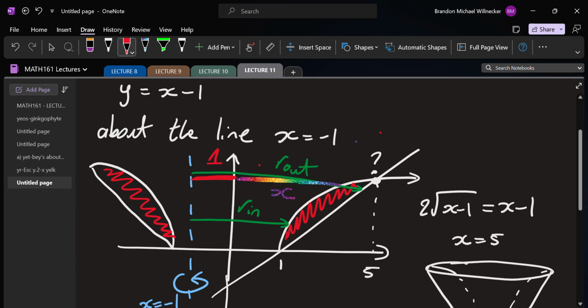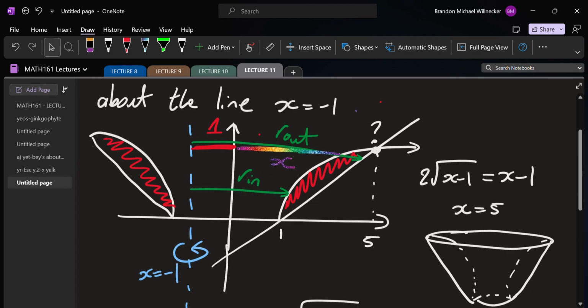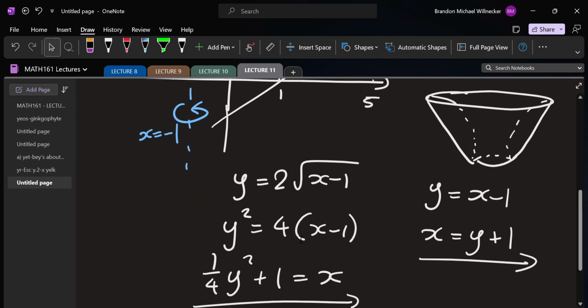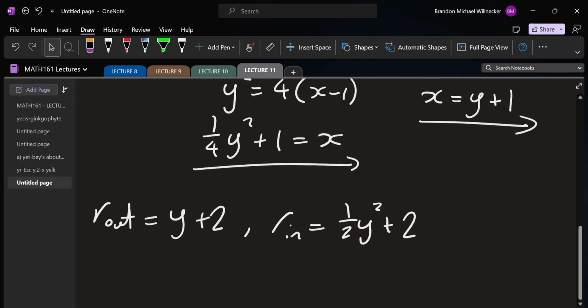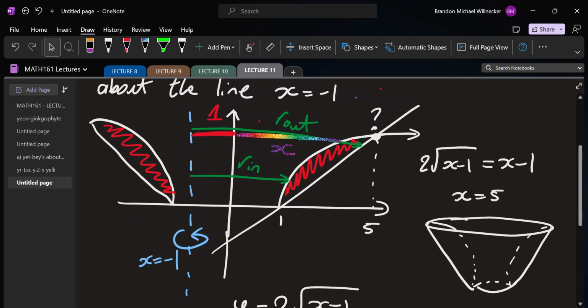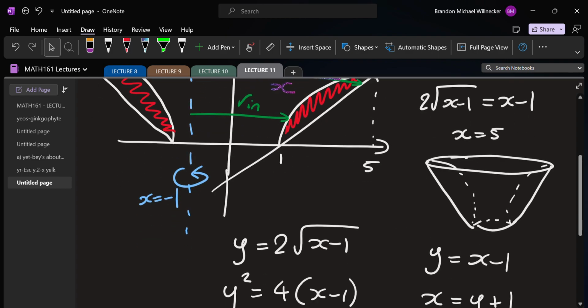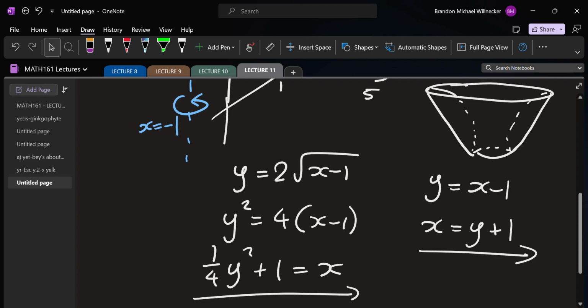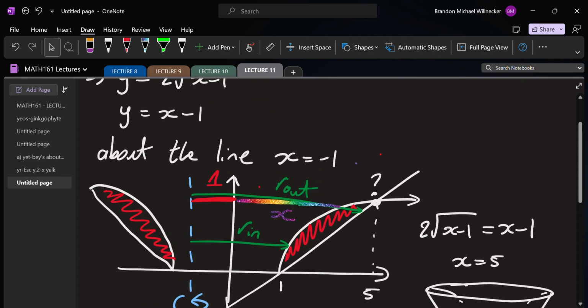The full distance is x, the distance from the axis to the curve, plus 1, because we still need to go to the axis, x equals minus 1. This distance is 1. So r out is the full distance. The full distance is the x value plus 1. So if the x value is y plus 1, then r out is y plus 2. We need to add 1 for that extra distance. So that's for the line.